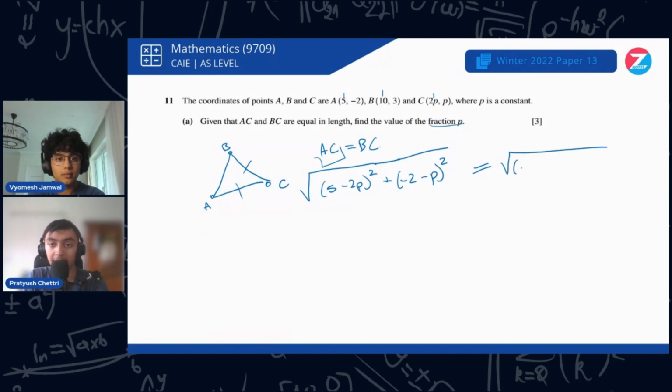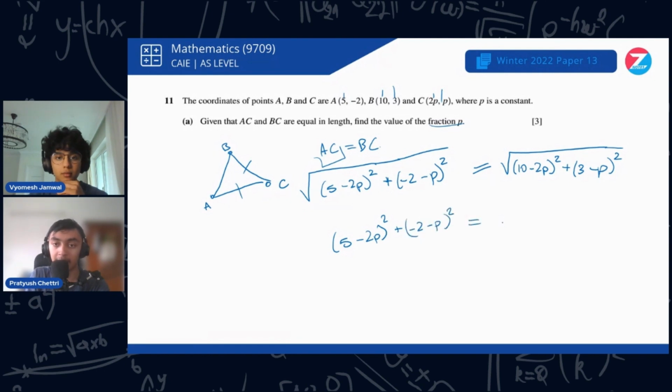For BC, I'm going to do 10 minus 2p, whole squared, plus, remember this is a plus, guys, it's like a squared plus b squared, 3 minus p, whole squared, because the 3 comes from here, p comes from here. So what do we have here? We have two square roots, right? We can cancel out the square roots. We can just square both sides to get 5 minus 2p whole squared plus minus 2 minus p whole squared equals 10 minus 2p whole squared plus 3 minus p whole squared. So all we've done is use the length formula to get the lengths of these two lines, and equated them.